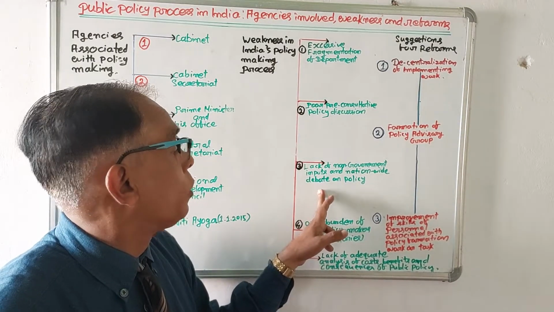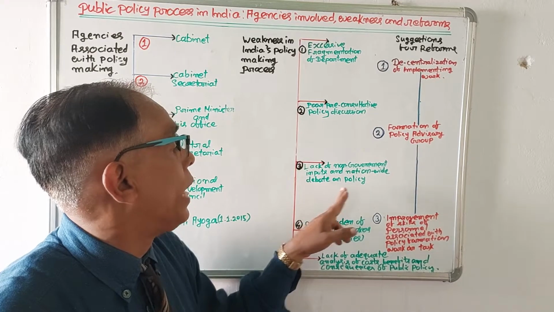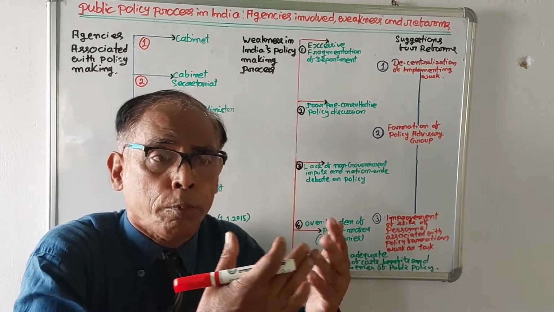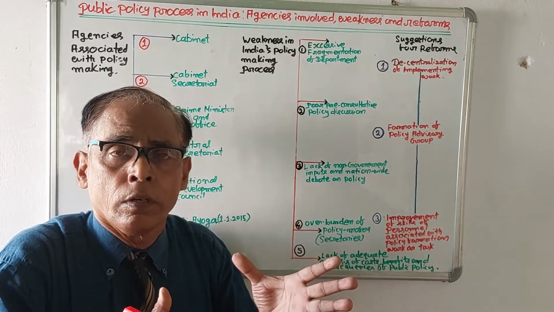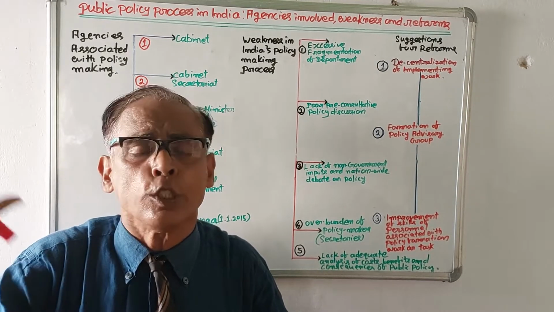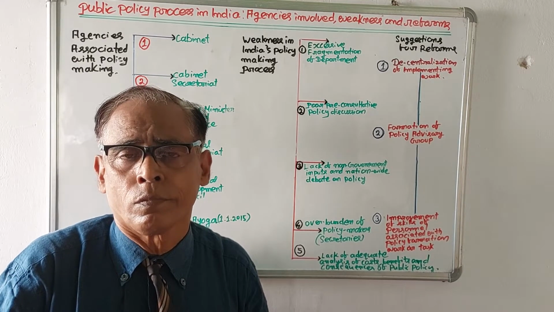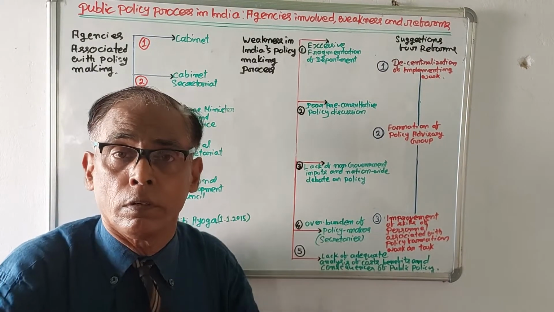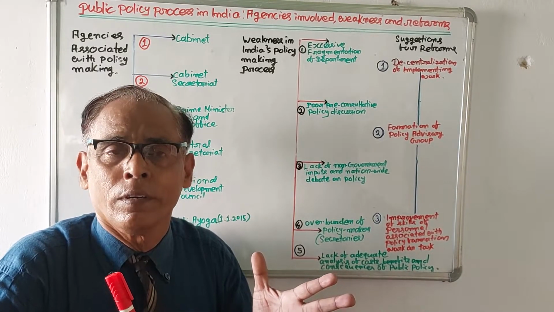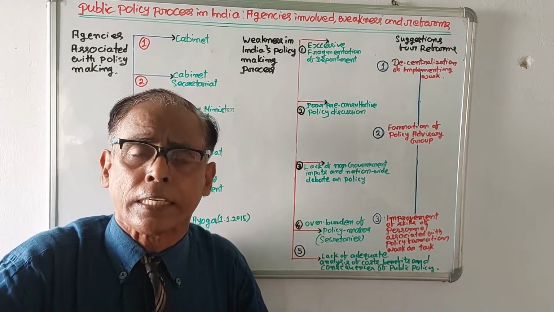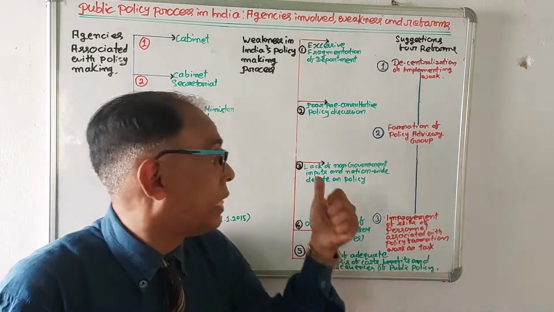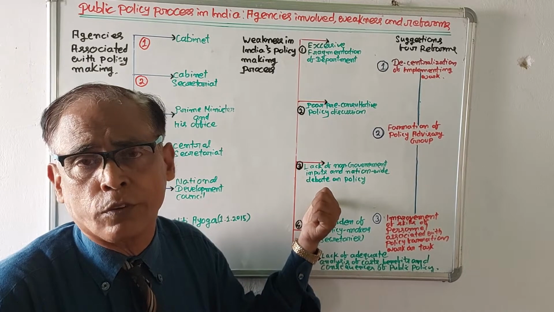Number 3, lack of non-government inputs and nationwide debate on policy. In India, whenever public policy is prepared, scholars from outside, their views are not invited. Only the views of leading persons of the government are given weight. But there are also some learned persons in the country who are outside the government. Their views are not invited. It is another weak point of formulation of India's foreign policy.